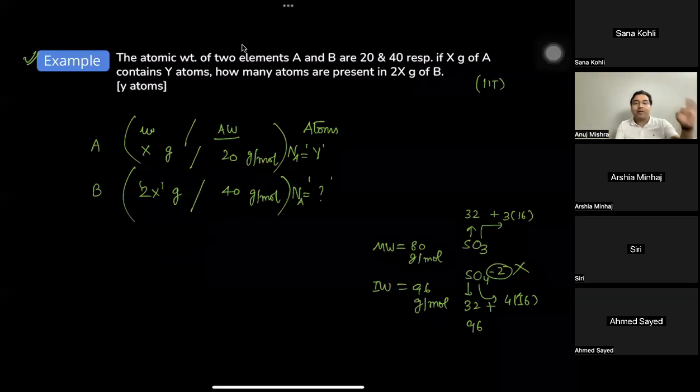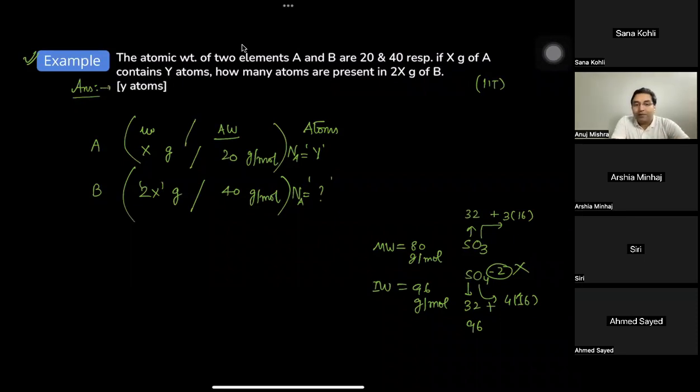Isn't it? x upon 20 into Na is Y. 2x upon 40 into Na is how much? That is the question. 2x upon 40 is nothing but x upon 20, because 2 and 40 will cancel out. So what shall be my answer? Answer is given here. In examination, answer is not given. I have kept the answer here, Y atoms.